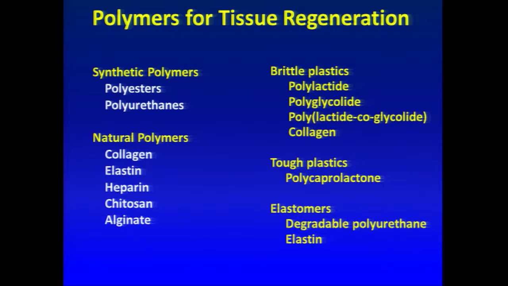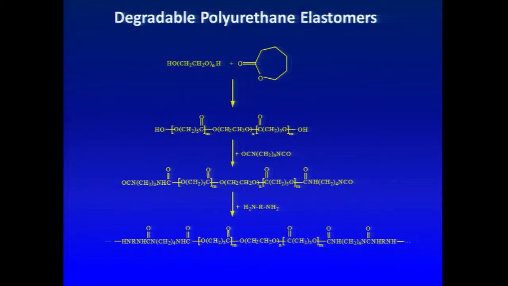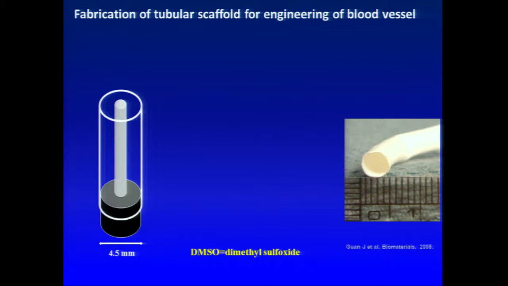Next, I'm going to give you some examples of synthesis and processing of elastomers for cardiovascular tissue regeneration. We're interested in degradable polyurethanes. The polyurethanes you find in the market are mostly not degradable, so they're not suitable for regeneration purposes. This is a general synthesis scheme for the polyurethanes. We use FDA-approved components to make polyurethanes, so these polyurethanes have good biocompatibility once implanted in the body. Once we have the polyurethane, we want to use it for tissue engineering of blood vessels and heart muscle, the muscle in the heart.